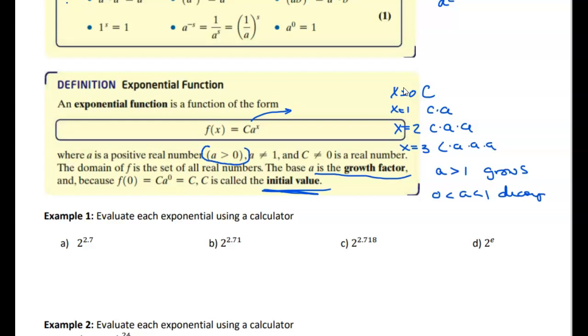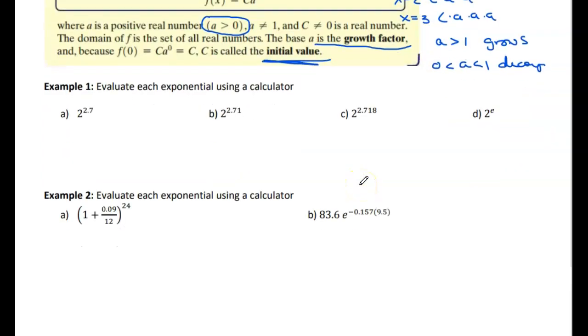Keep in mind that we only take positive values of a, so with exponential functions, we want to simplify them so that the base is positive. If it's negative, we can factor out the negative and simplify it so we deal with positive bases. All right, so let's evaluate.